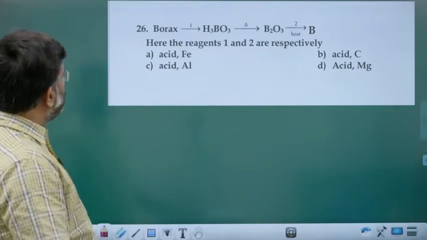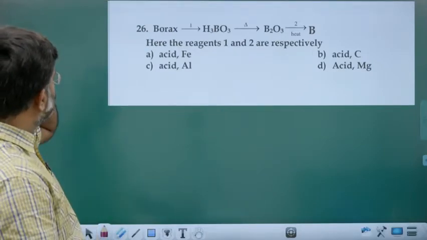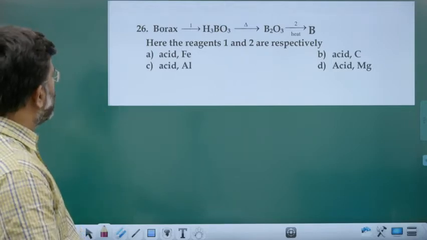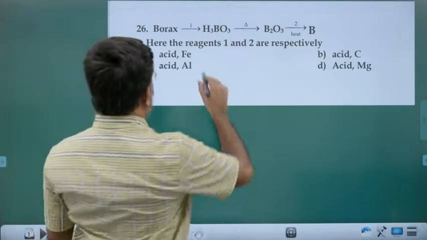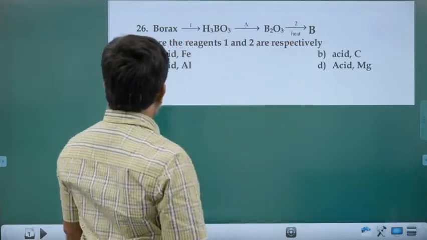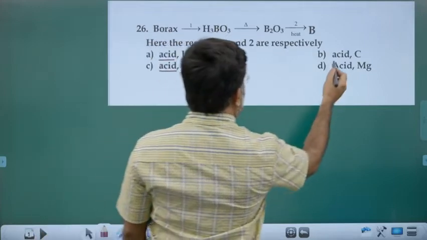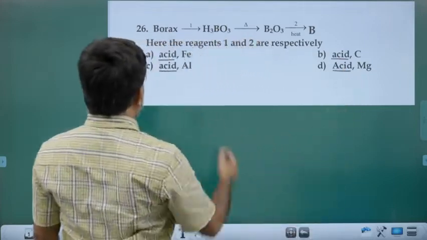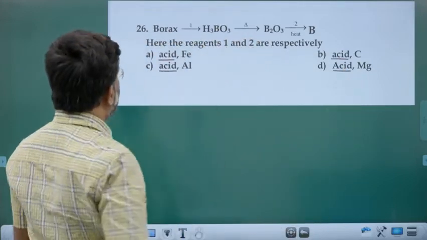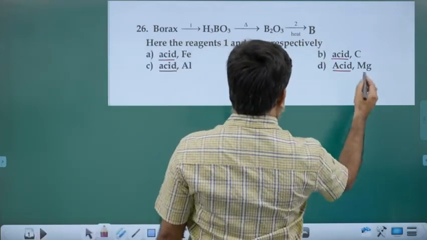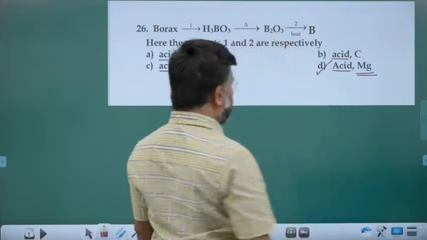Twenty-sixth question. Borax, H3BO3. That's the same question. We want to know reagents 1 and 2. Borax upon acidification gives H3BO3. And this is converted to boron. Already mentioned. Magnesium, option D.